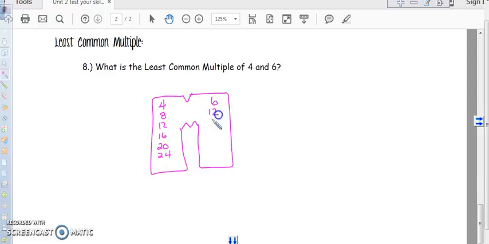6, 12, 18, 24. Now I need the least. I have a 24 in common, and I also have a 12. Well, the least is the 12. So my answer here for the LCM, we have 12.